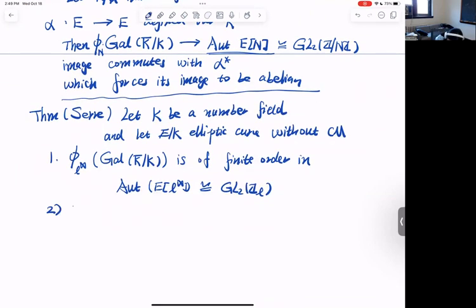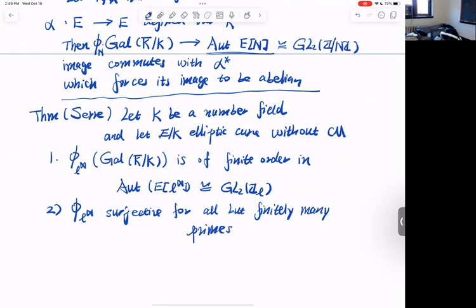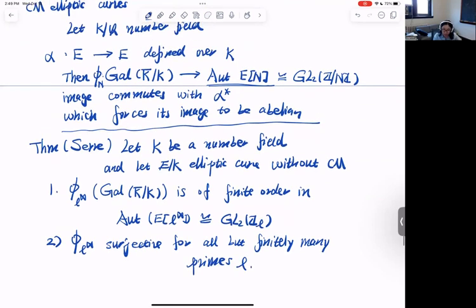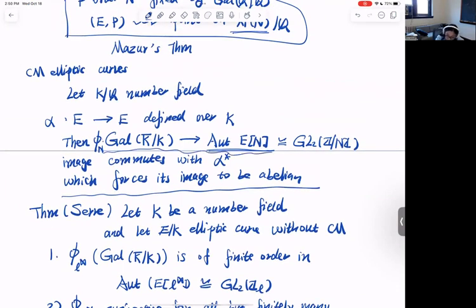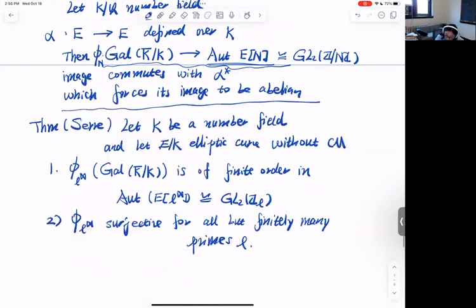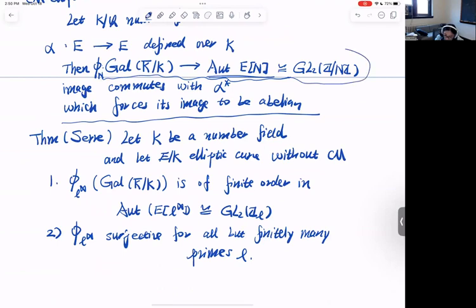And two, actually, phi L infinity is surjective for all but finitely many primes L. So this tells you that in general, when an elliptic curve does not have complex multiplication, the image of this Galois action is really big. It's almost all. For most of the capital N, this will be surjective actually. But when your elliptic curve has CM, its image is way smaller.